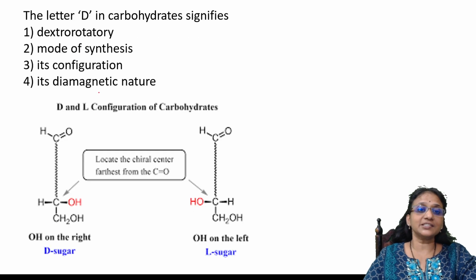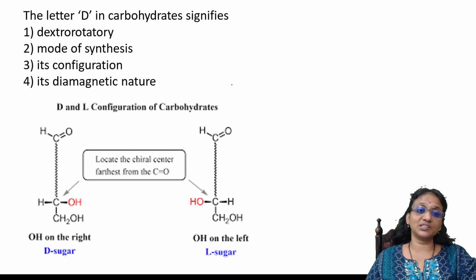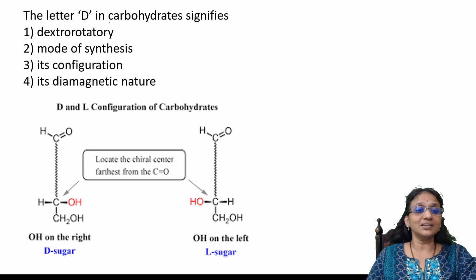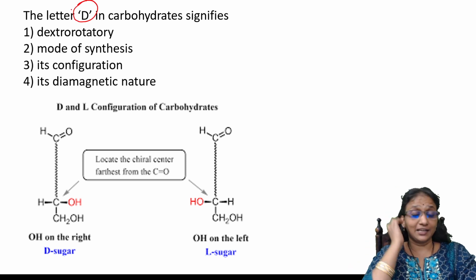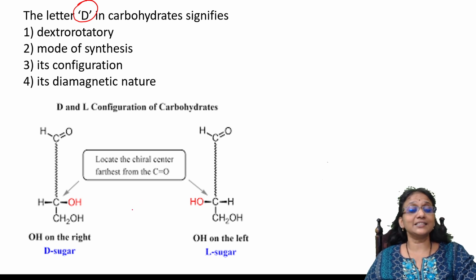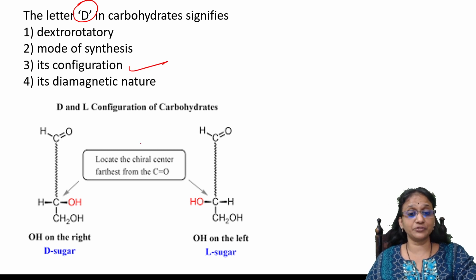Perfect. Next comes, what is this? The letter D in carbohydrates signifies what? Very nice, students. See this. So basically, this is a glucose molecule. In this, D is not like dextro or levo, not like that. Basically, D and L is the configuration of this. Configuration of this.